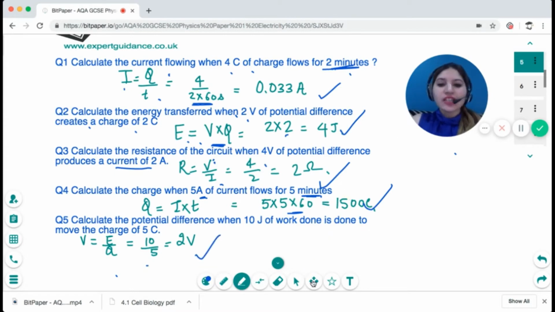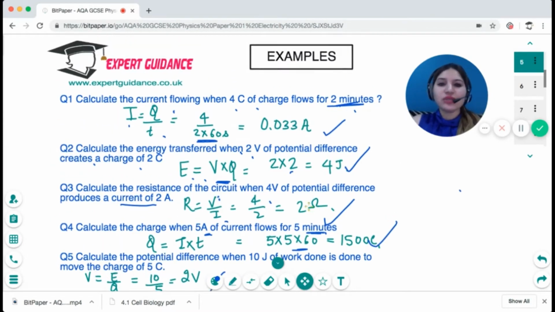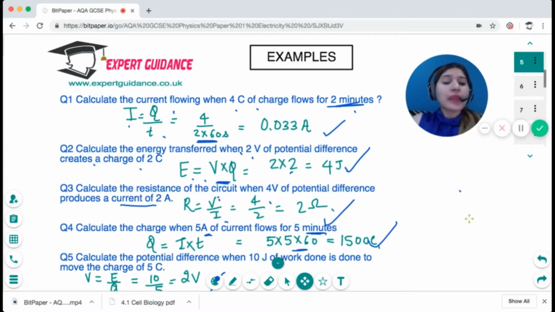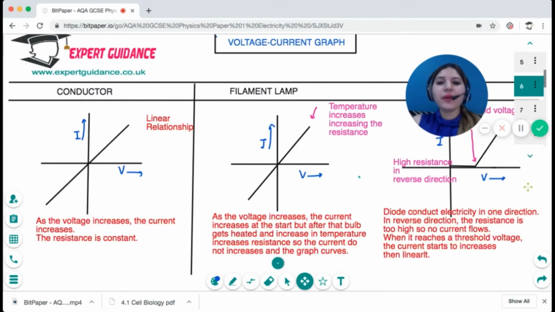Okay, so I hope how you need to use these triangles is crystal clear to you. Make sure you remember the triangles along with the units. All right, now this is a very important part. You need to draw voltage-current graphs of a conductor or a resistor, a filament lamp, and a diode.